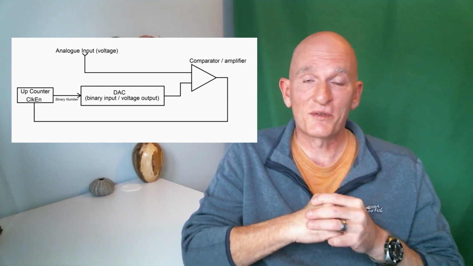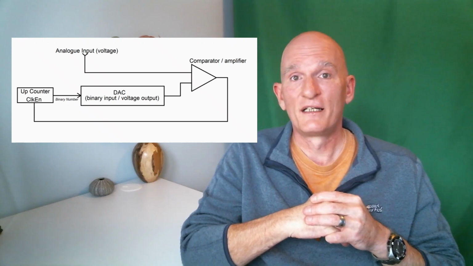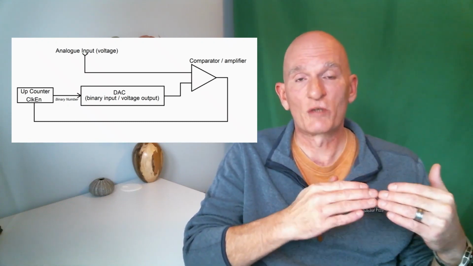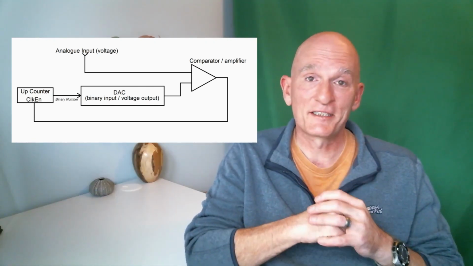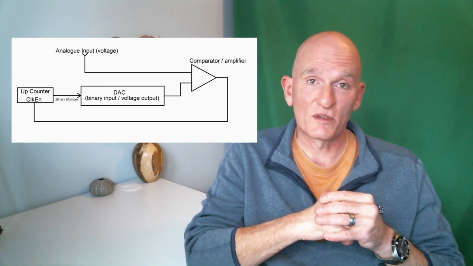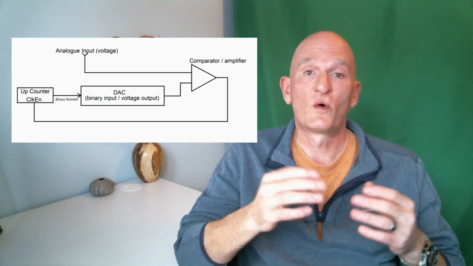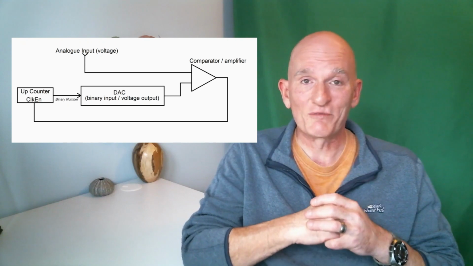You use a digital to analog converter and you compare the output of that to your analog input to find the binary value that corresponds to the analog input value. And that's it. It's as simple as that. Digital to analog conversion and analog to digital conversion, converting from a binary number to an analog voltage or from an analog voltage to a binary number, is pretty straightforward, really.